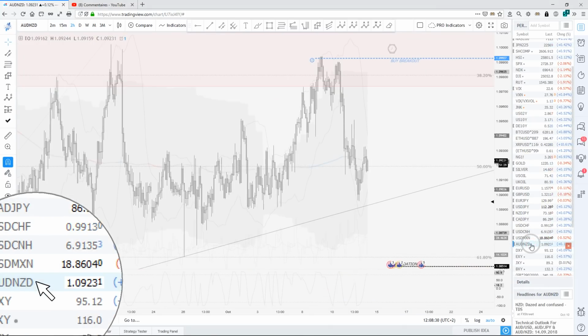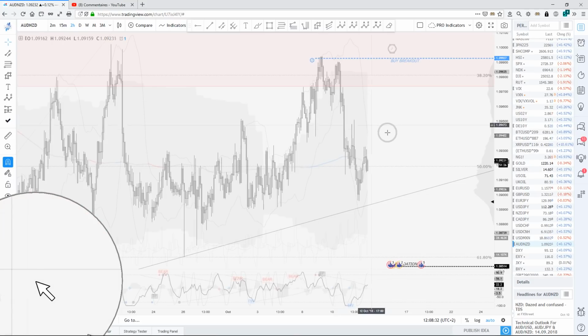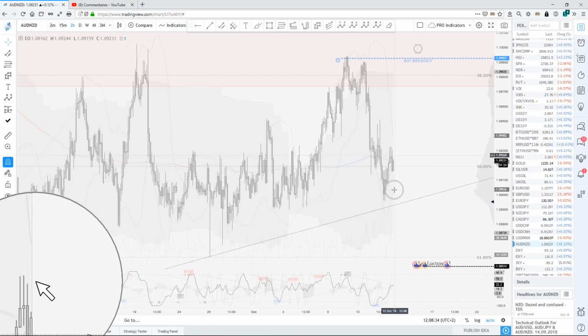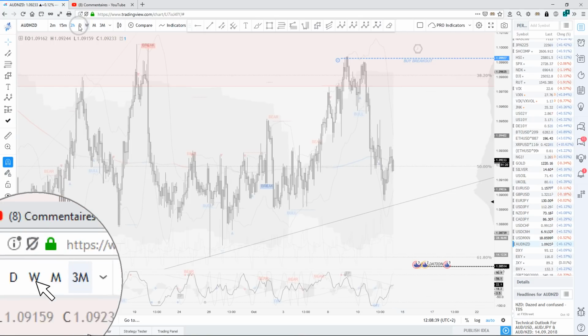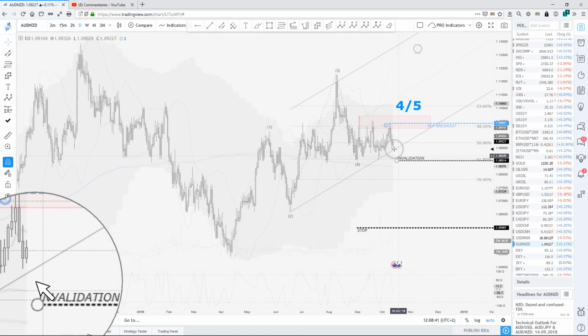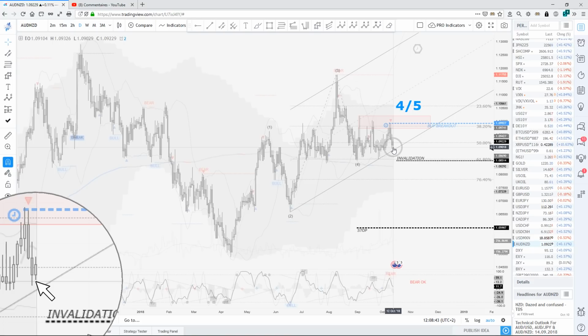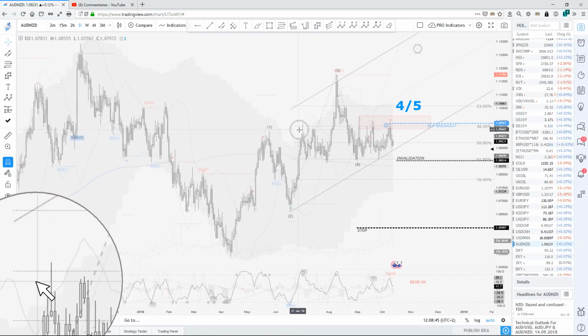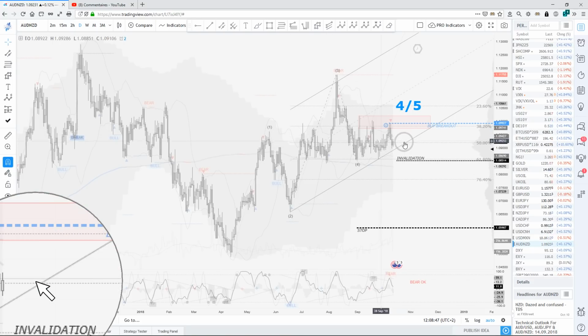And AUDNZD is failing to break down. So we're back to the support area, once again the same trend line, and we're just piling things in between. I think we're waiting for NZD to break down. So it's just a matter of time. We need additional time in that range.